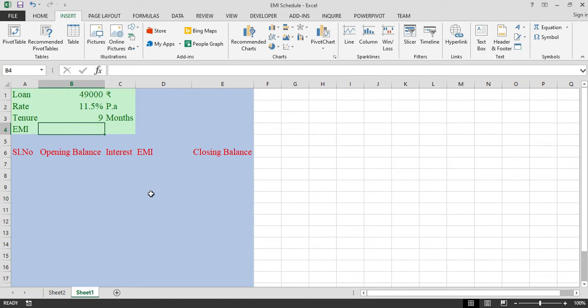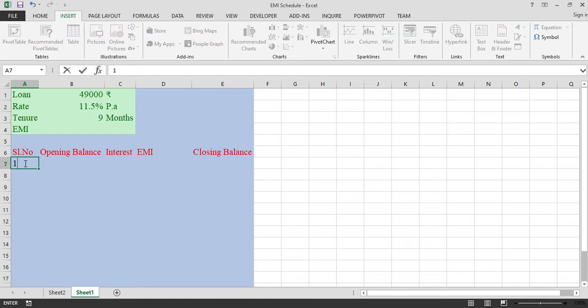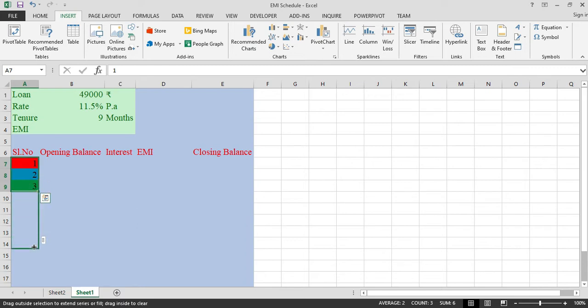Today we are going to learn how to find out the EMI for a certain loan amount. For making the video short and very easy, I have already noted down the loan amount, the rate of interest and the tenure for the loan. So first of all, we are going to put the serial number. Let us assume the serial number as the month.